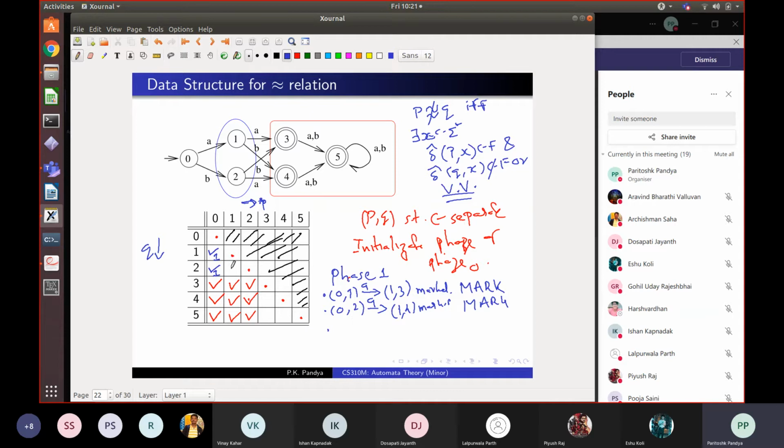Next I have square 1, 2, right? 1, 2 on an A will go to what? 3, 4, correct? Which is unmarked. So I don't mark it. Now I consider 1, 2 with another letter B, because if it is not marked, I have to consider maybe it will get marked with B.